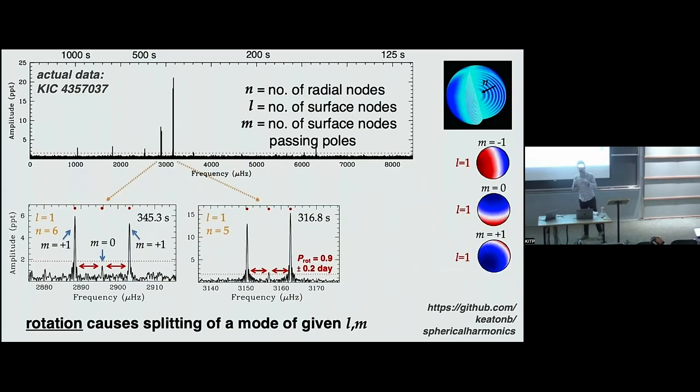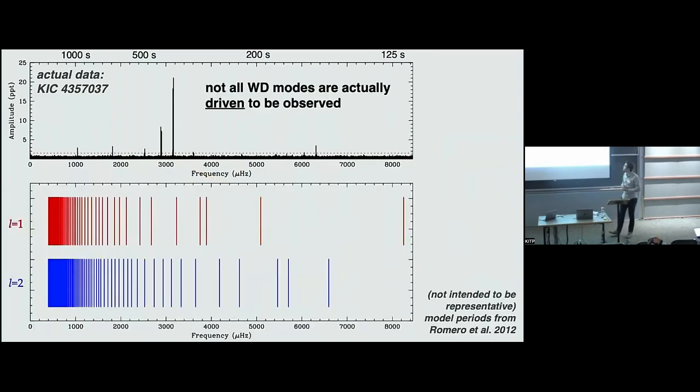All right, so those are the three quantum numbers that are really important. We're using spherical harmonics for all these things. The first thing I want to mention is that there's this dense spectrum of modes, and most white dwarfs are pretty similar. Most white dwarfs have a spectrum of modes that looks relatively similar to this.